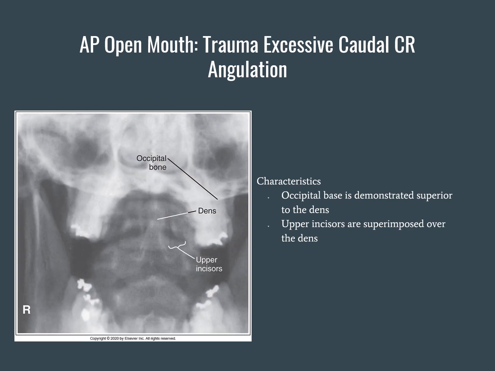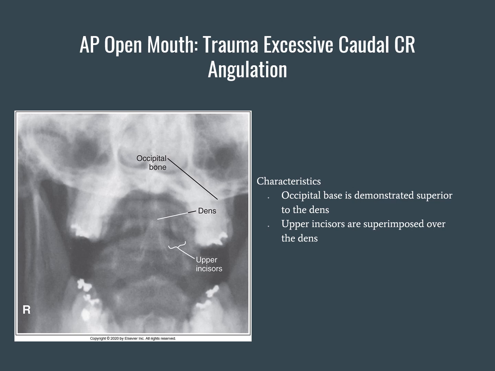Conversely, if we are trying to image an open mouth projection and we get the resulting projection, this is demonstrating excessive caudal central ray angulation. You can see that the occipital base is demonstrated superior to the dens, and the upper incisors are superimposed over the dens. Therefore, we need to decrease some of that angulation so that we can obtain the appropriate projection.